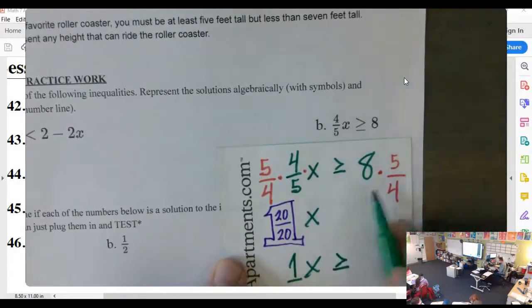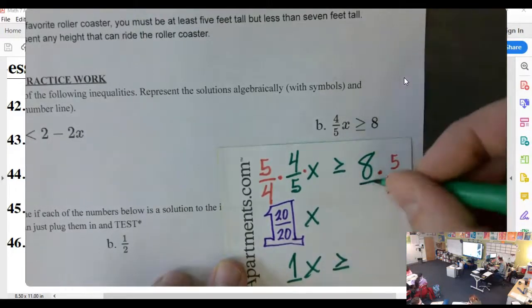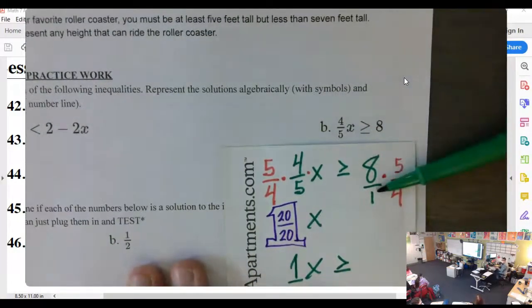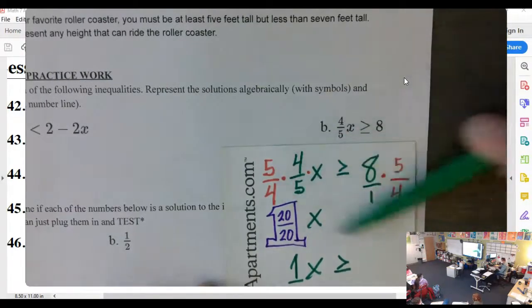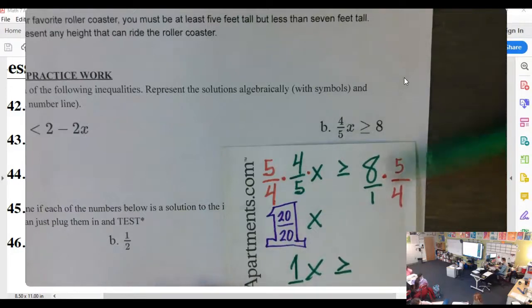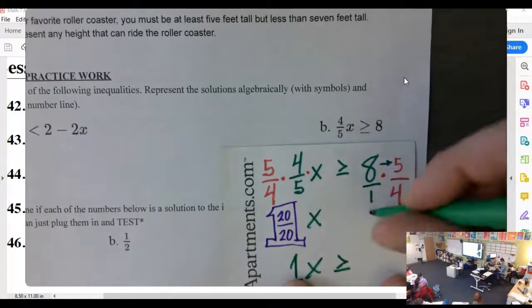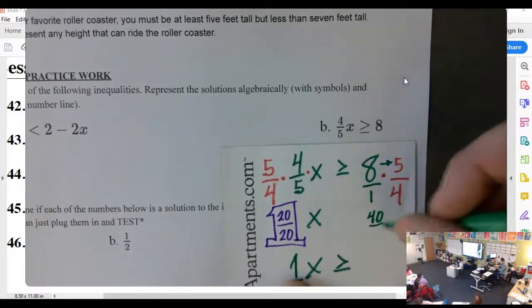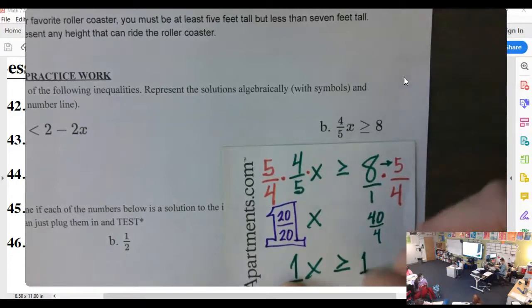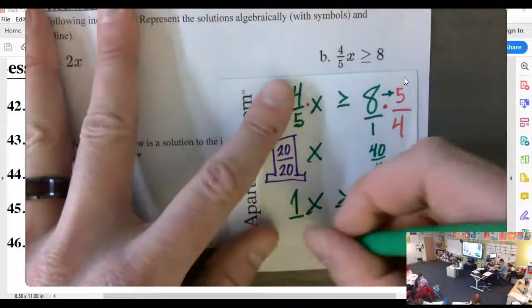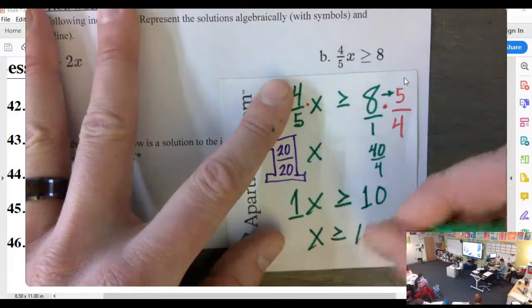But then on the right side, a fraction is easier to deal with if they're both fractions. So I make my 8 into a fraction by putting it over 1. Guys, even if you already did this problem, writing it down this way is the easiest way to deal with the fractions. This becomes, well, 8 times 5 is 40, 1 times 4 is 4. 40 over 4. And I don't need to say 1x. I could just say x is greater than or equal to 10.